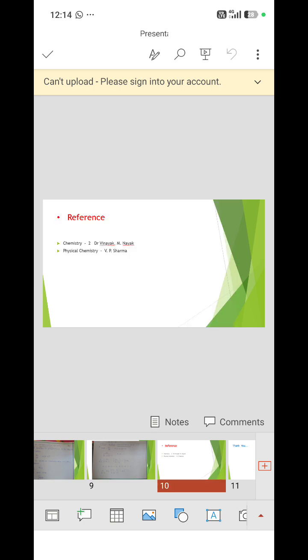Reference: Chemistry 2, Dr. Vinayak M. Nayak; Physical Chemistry, V.P. Sharma.